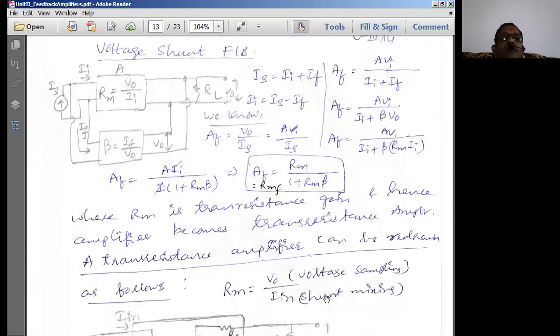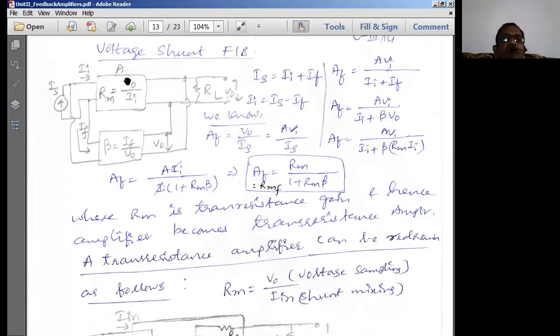Let us go for another thing now: the voltage shunt feedback configuration. In this configuration, what output are we taking? The output is taken as a voltage, and the input is applied like a shunt. That means due to shunt mixing, the input current is going to increase. That is the conclusion that we made earlier.